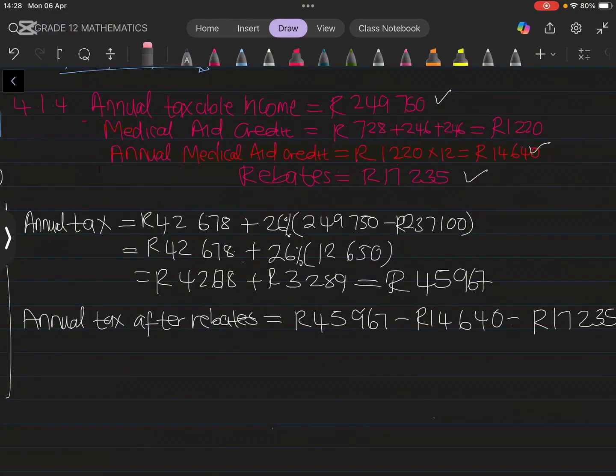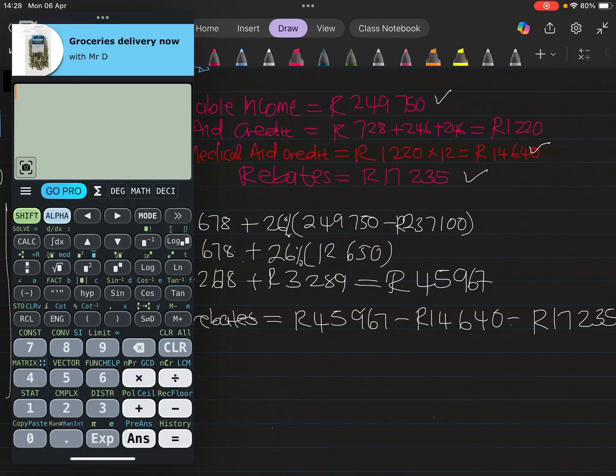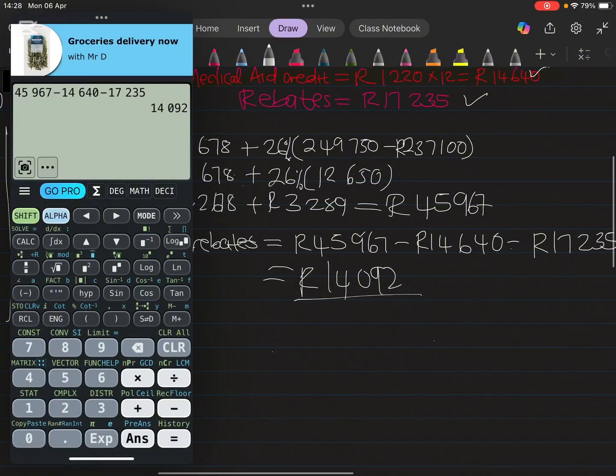Okay, now we have our annual tax. That will be 45,967 subtract 14,640 subtract 17,235. That will give us an amount of 14,092. This is our annual tax. This is the amount of money that Mr. Mitchell must pay to SARS annually.